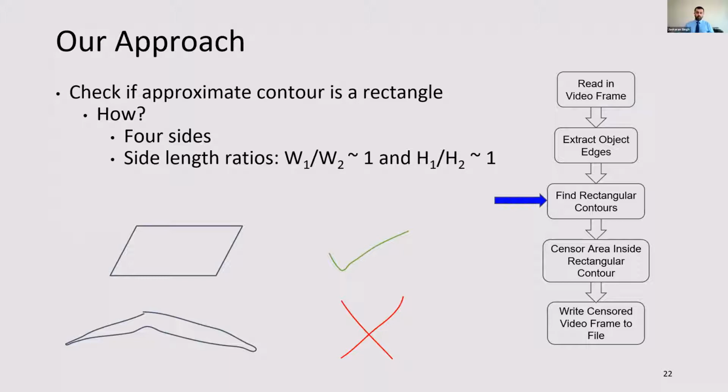So one condition that I thought about was we could check side length ratios. Is the width of one side of the rectangle divided by the width of the second side of the rectangle approximately equal to 1? Is the same thing true for the height ratios? If they are both approximately equal to 1, we just assume that the approximate contour is a rectangle. And if it's not approximately equal to 1, we assume it's not a rectangle and we don't want to censor it. And this condition was sufficient.